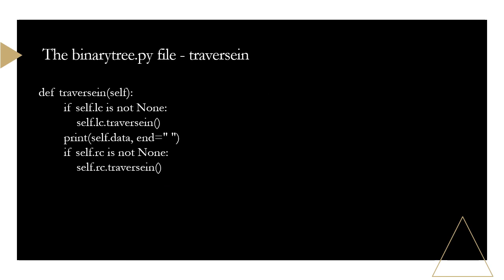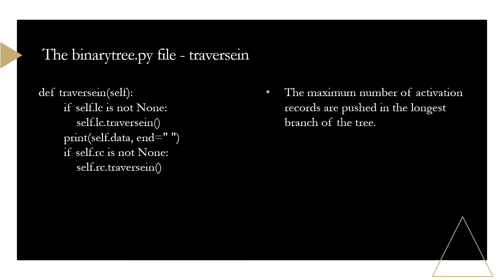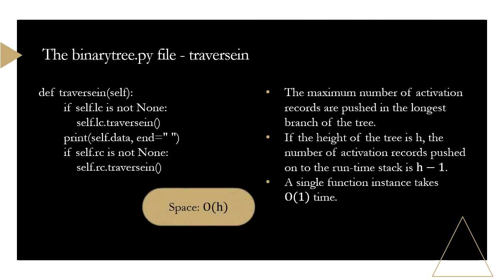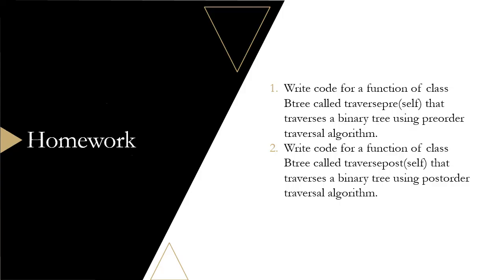Let us consider space complexity. The maximum number of activation records are pushed in the longest branch of the tree. If the height of the tree is h, the number of activation records pushed onto the runtime stack is h plus 1. A single function instance takes O(1) space, so the space complexity of the whole recursion is O(h).